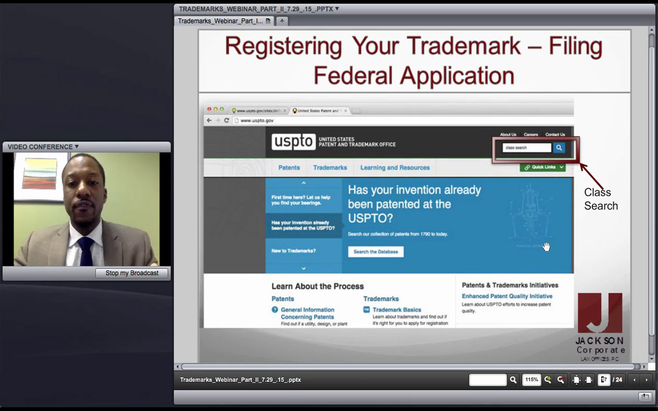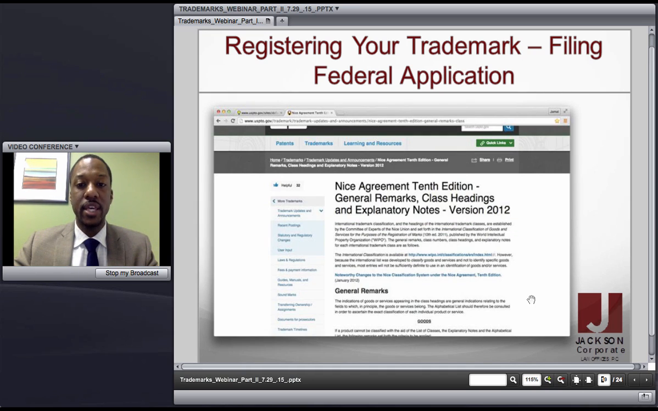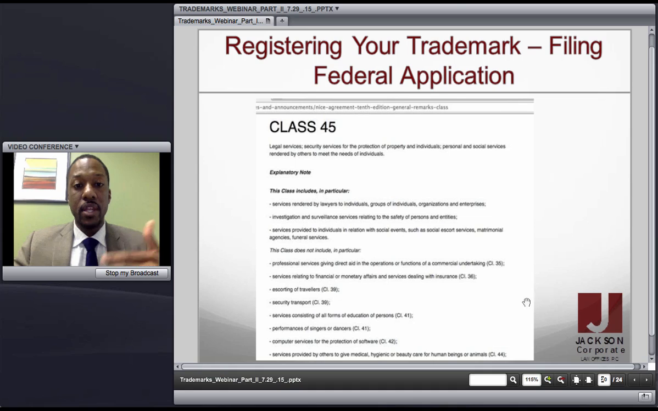Now, going back, if you want to browse through all 45 classes, then you can go to the USPTO website. In the search box on the top right-hand side, you would enter "class search," and then it'll take you to this page. Go down here, and if you click on the Nice Agreement 10th edition, it gives you general remarks by class. So click on that, and it'll take you to this page. From this page, it gives you a definition of goods and a definition of services. And then you can scroll down.